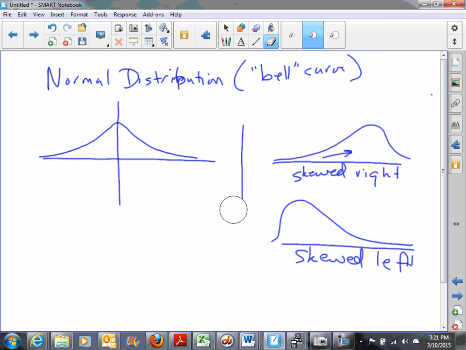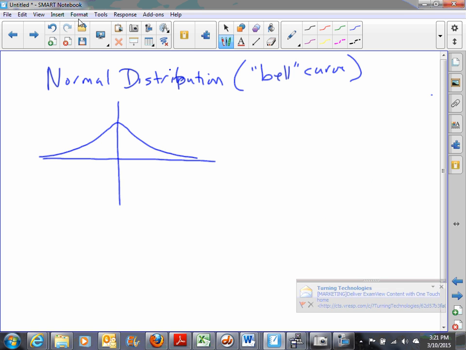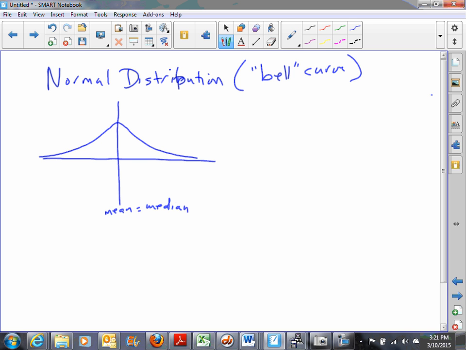There's not a whole lot else to say about those at this particular point. Now, what do we know about this? First of all, the mean and the median and the mode of a normal distribution are all the same. Now also, the curve itself is asymptotic with the x-axis.